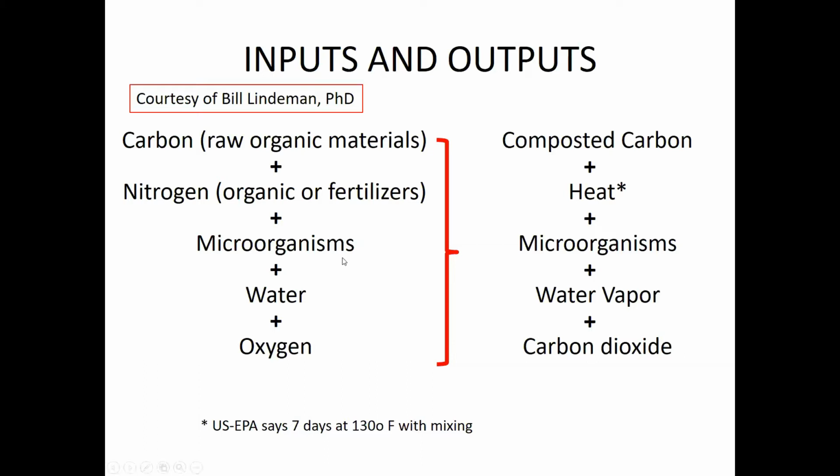You have microorganisms involved. Water is essential, especially in the semi-arid or arid region that we live in. Without water, you're not really going to have that heating up of the compost like it should. You're not going to have that decomposition occur without oxygen. So oxygen is why it's important to stir compost piles. And then what you get out of it is this composted carbon, the heat being produced by microorganisms feeding on the decomposing matter, water vapor, and carbon dioxide.